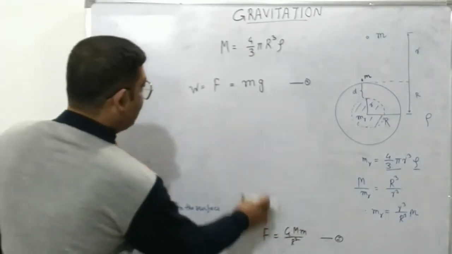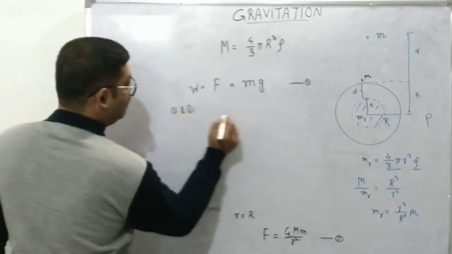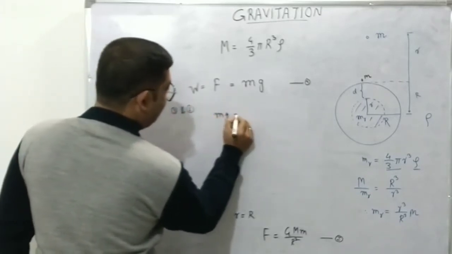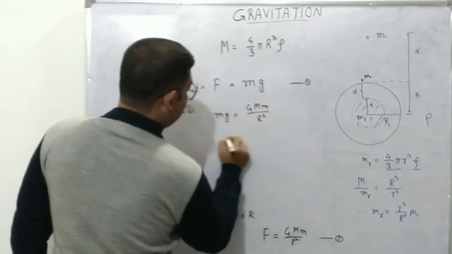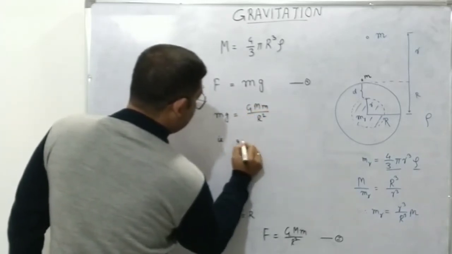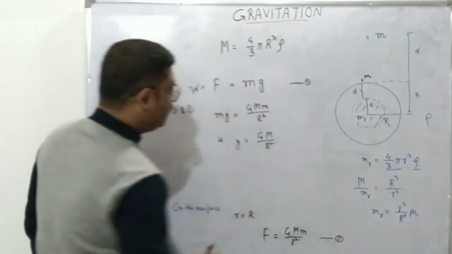So, if we compare these two, what we get? 1 and 2 will give us mg must be equal to G capital M small m by r square. That is to say, g will be equal to G M by r square.